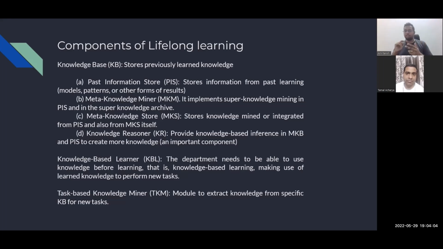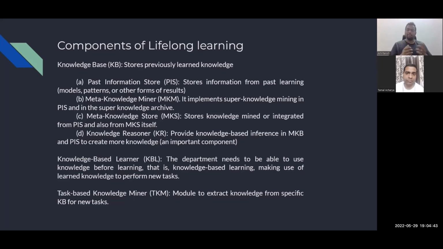Then you have the meta knowledge miner. It implements super knowledge mining in the PIS, and it maintains a knowledge archive. You have a knowledge store, where it stores mined knowledge and integrates from the PIS as well as the meta knowledge, MKS. And the knowledge reasoner: at the end of the day, we have to build an inference which can use knowledge-based inference in the MKB, the meta knowledge base, integrating it with the past information store to create more knowledge.